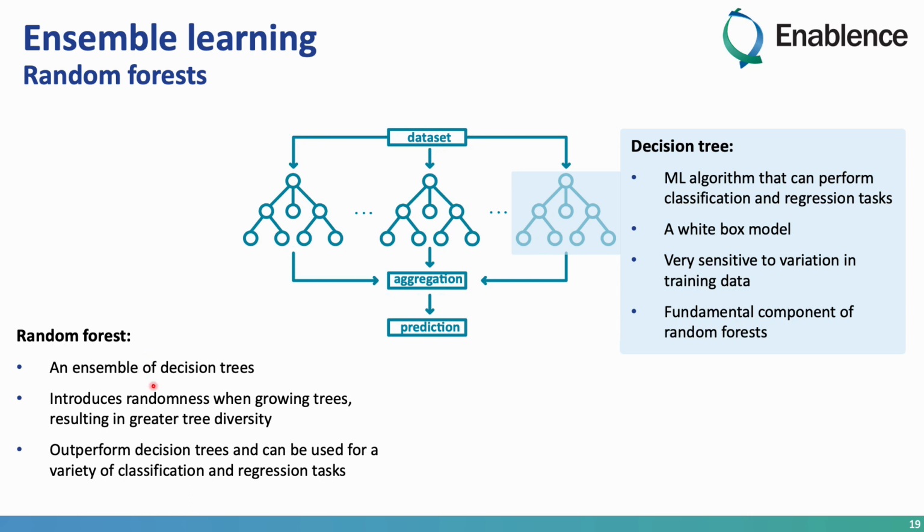Random forests introduce randomness when growing or constructing the individual trees, so that we have a greater tree diversity and thus better accuracy of the ensemble. Now, unlike decision trees, random forests are much less sensitive to noise and variations in the training data. They're also highly efficient for large data sets, and they're very popular machine learning model because they have fewer parameters compared to other machine learning algorithms.